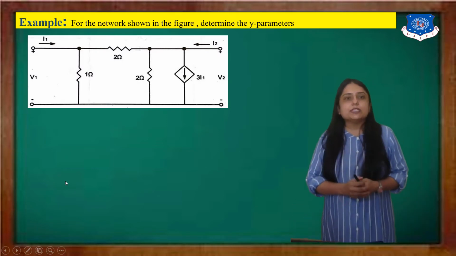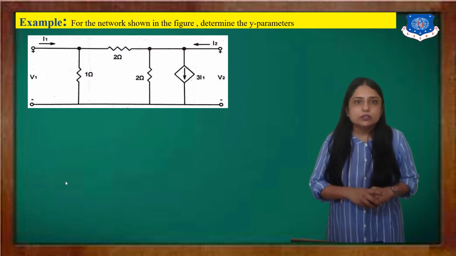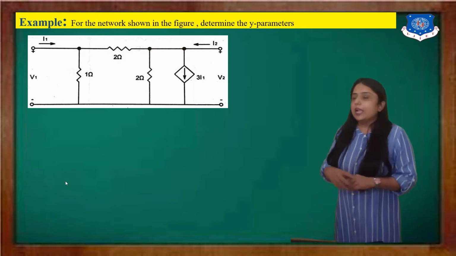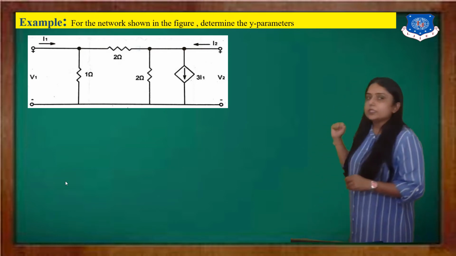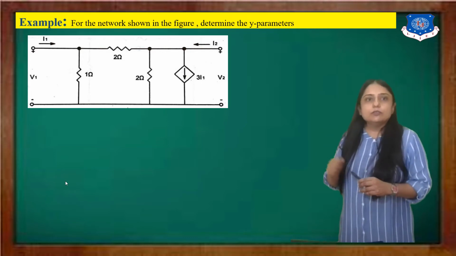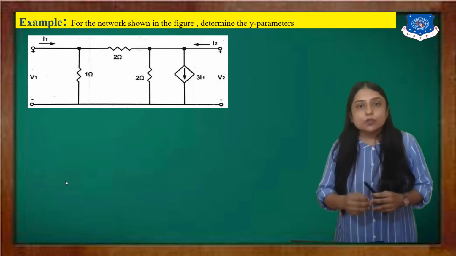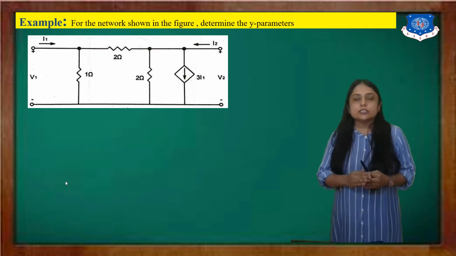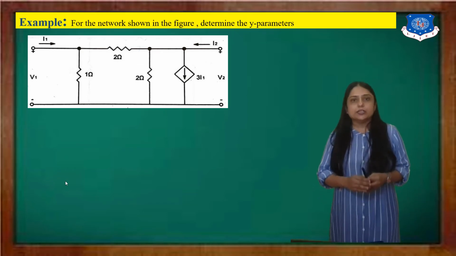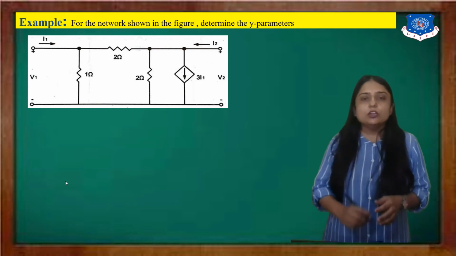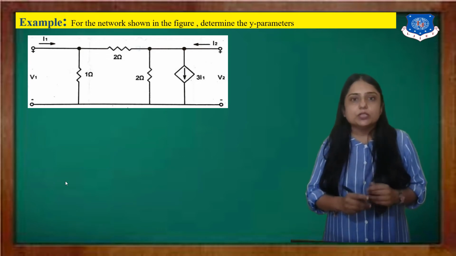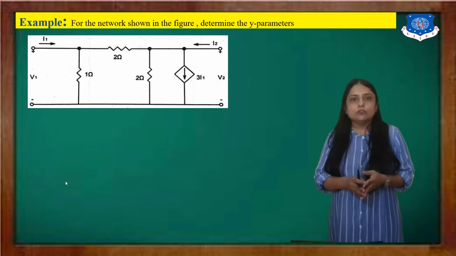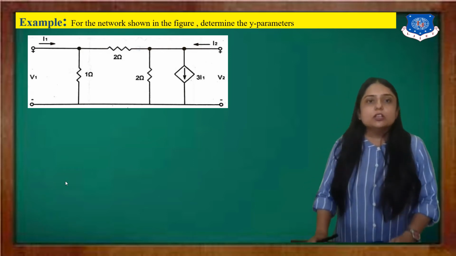Here one example is given to us: for the network shown in the figure, determine the Y parameters. One network is given to us with V1 and I1 as well as a dependent source. This source is known as a current-dependent current source because the value of that current source depends upon the current I1. So as we change the value of I1, the value of the current source will change.